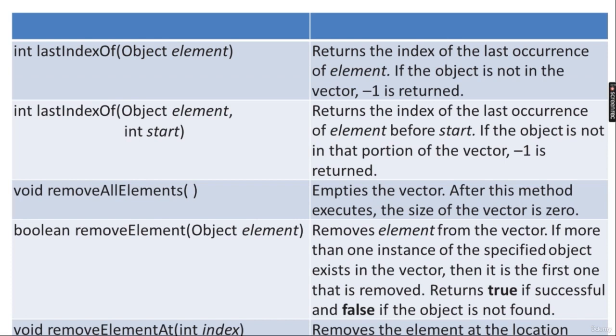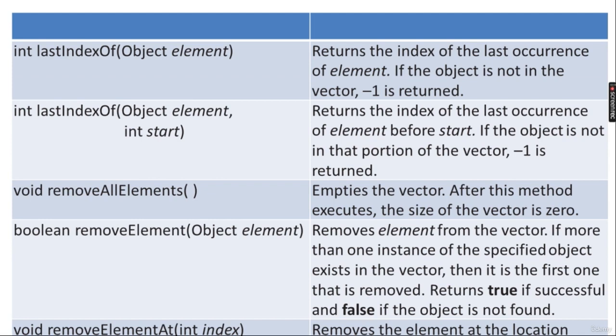Integer lastIndexOf(Object element, int start) returns the index of the last occurrence of the element before start. Okay, it is not from the start, it is before start. If the object is not present in that portion of the vector, -1 is returned. Void removeAllElements() empties the vector. After this method is executed, the size of the vector is 0 because it will remove all the elements from the vector.